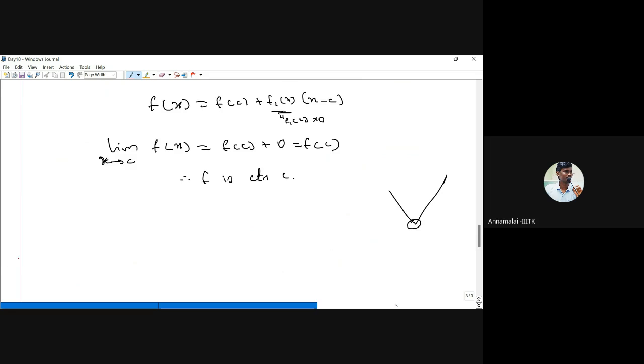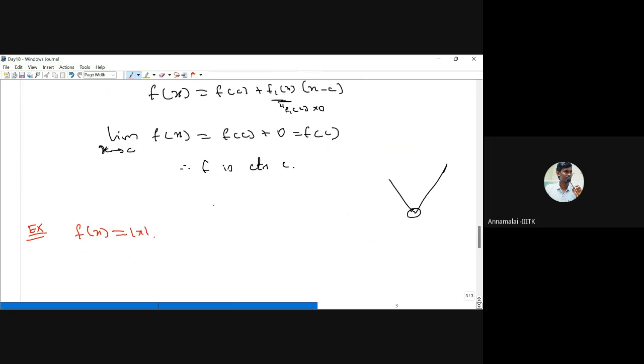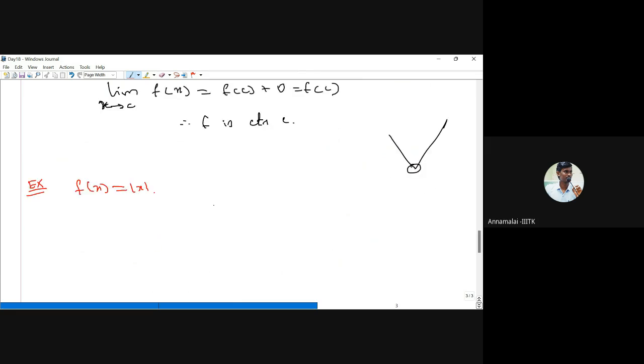So if you consider the function f of x equal to mod x, now this f is not differentiable at 0. So then we have to find f of x minus f of 0. f of x is nothing but mod x. f of 0 is mod 0, that is nothing but 0. Now we have to find the quotient, f of x minus 0 by x. So this is nothing but mod x by x, and you find the limit as x goes to 0.